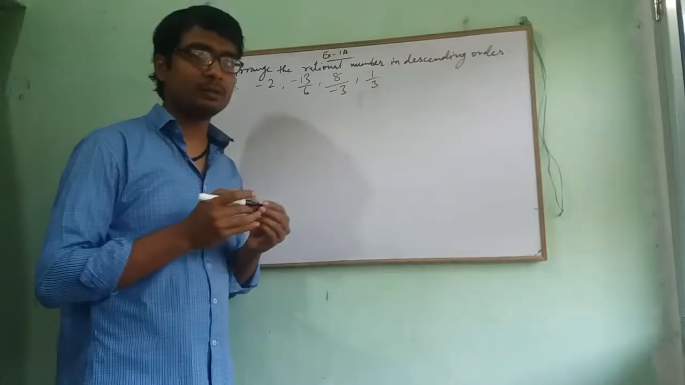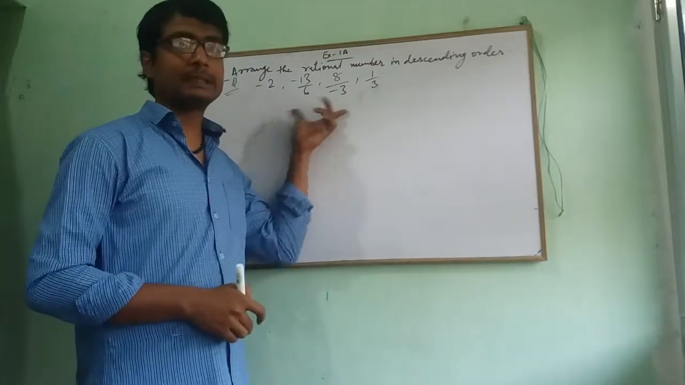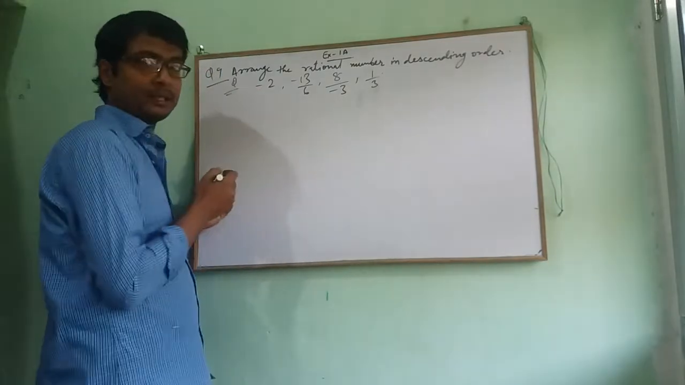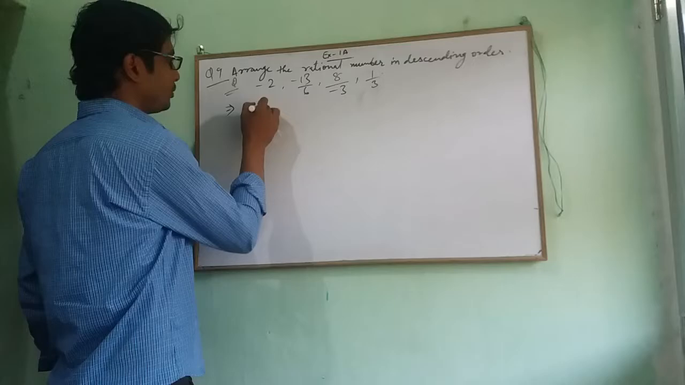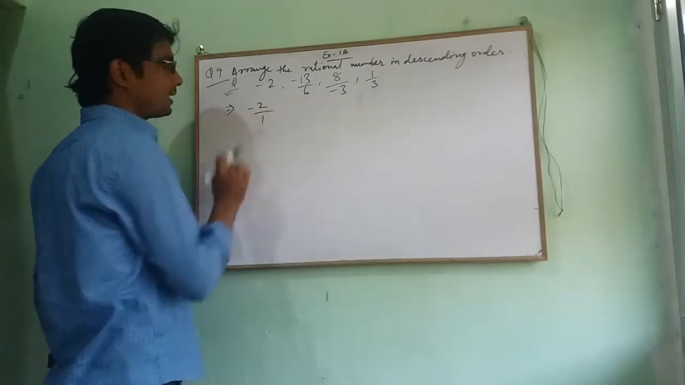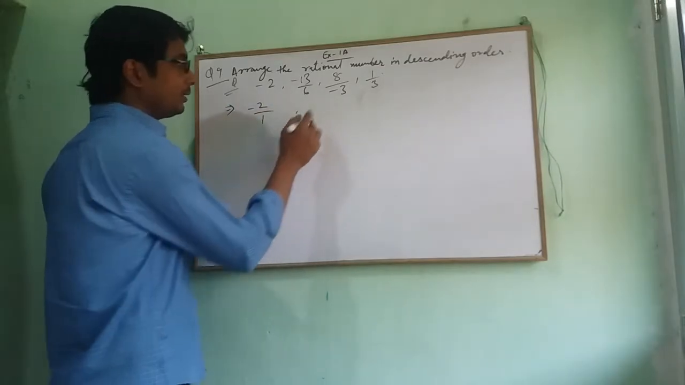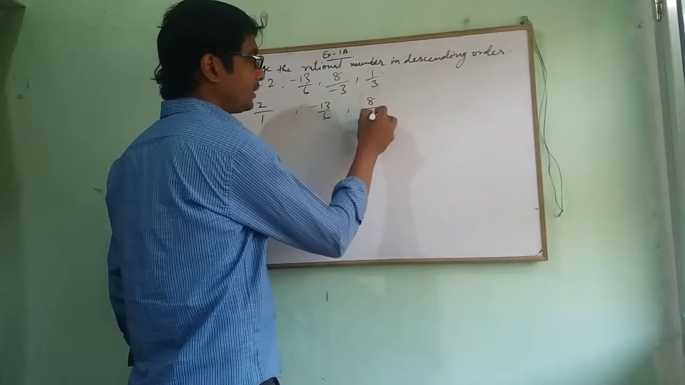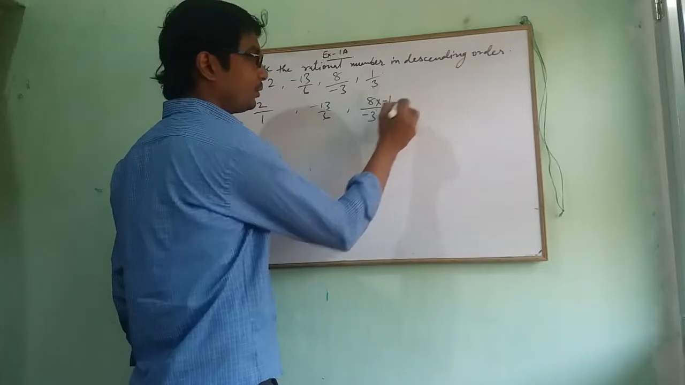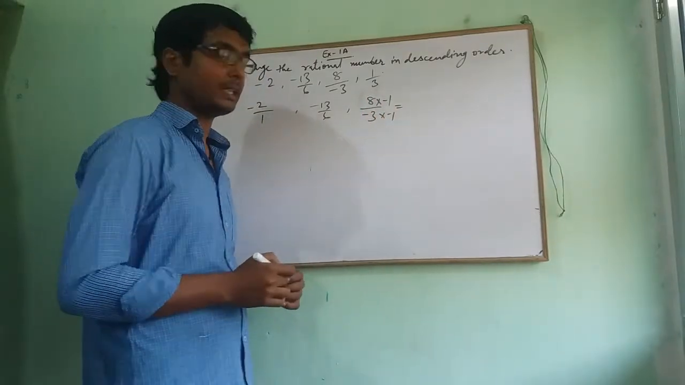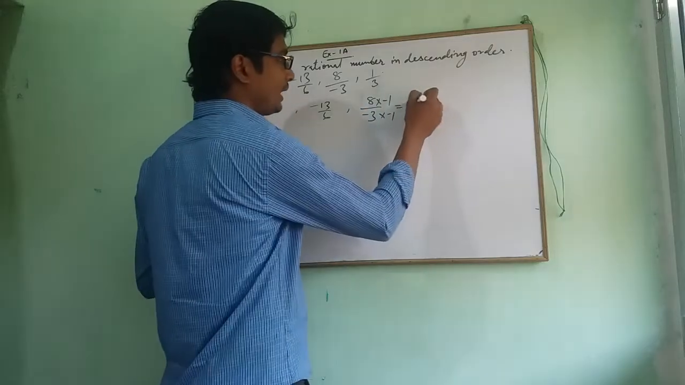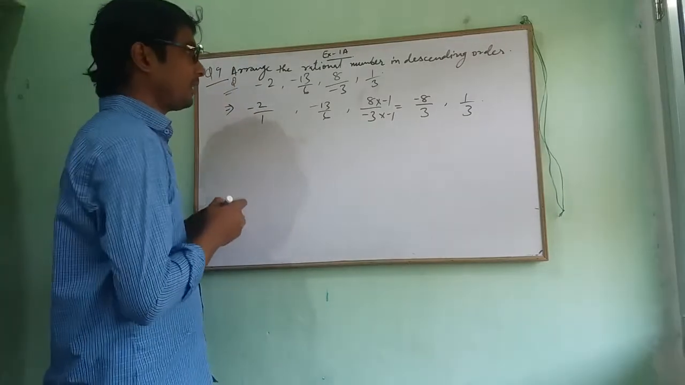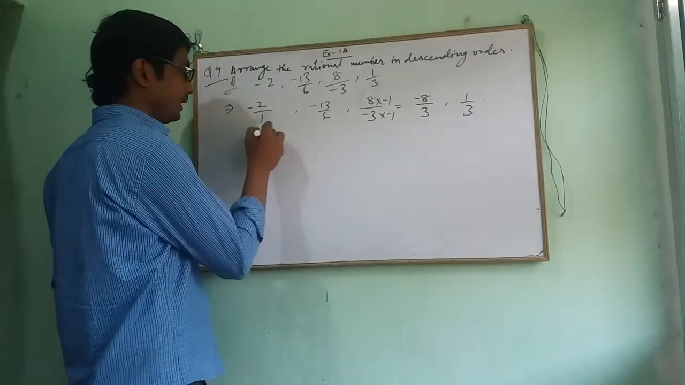So first of all, I will see whether these rational numbers are in standard form or not. Those which are not in standard form, I will write in standard form. Minus 2 by 1 is already in standard form, so I don't have to write anything. Minus 13 by 6 is also in standard form. 8 by minus 3 is not in standard form. I have to multiply minus 1 to both the numerator as well as the denominator to make it standard form. So it becomes minus 8 by 3, and last one is 1 by 3, which is in standard form. Then what I will do, I will first take the LCM.